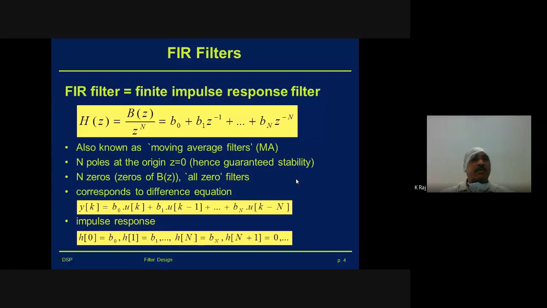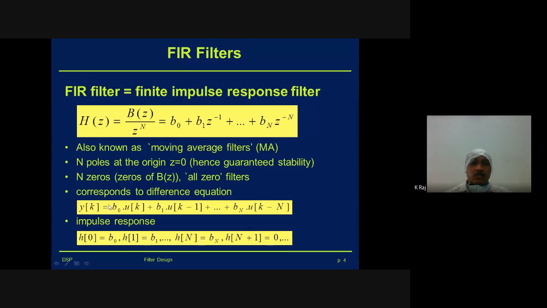of the FIR filter. The FIR filter is the finite impulse response filter, and its transfer function is represented by this polynomial, that is H(z) = b0 + b1 z^-1 + and so on up to bn z^-n, where n is the order of the filter. Or we can say it is described by a polynomial B(z) divided by z^n. And it is also known as the moving average filter, or the MA, and there are n poles at the origin, that is z equal to 0, hence guaranteed stability. There is no question of instability here, and there will be n zeros, that is the zeros of B(z). That's why this is also known as the all-zero filter.